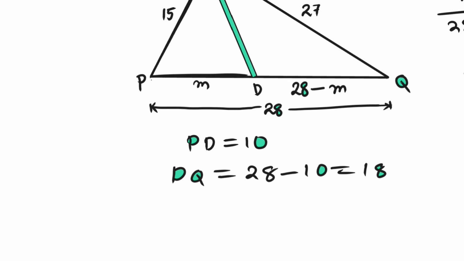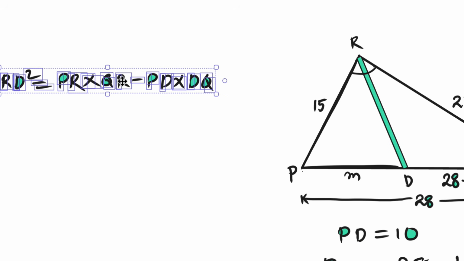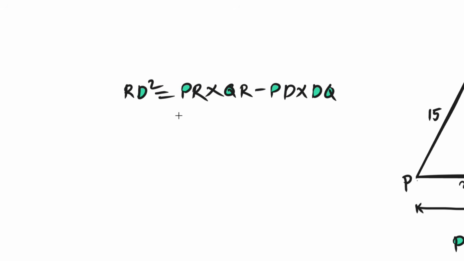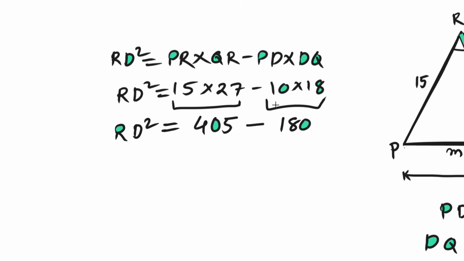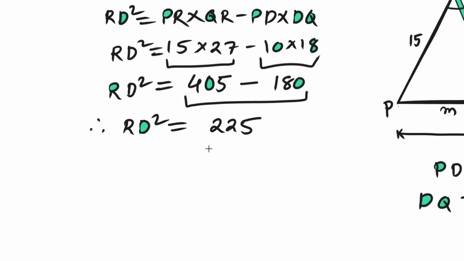Now let's substitute everything we have found. PR is 15, QR is 27, PD is 10, and DQ is 18. So we get RD squared equals 15 multiplied by 27 minus 10 multiplied by 18. Let's calculate each multiplication separately. 15 multiplied by 27 is 405, and 10 multiplied by 18 is 180. Therefore, RD squared equals 405 minus 180. Subtracting gives us 225, so RD squared equals 225.